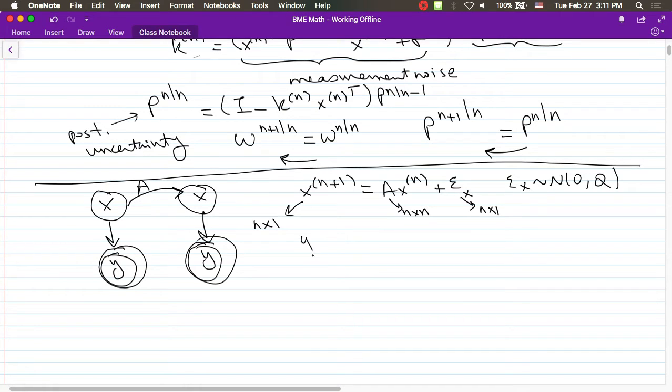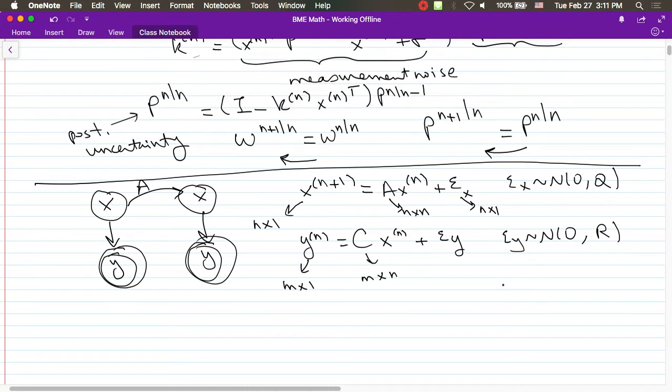I make an observation y. That's related to x by some matrix C. And there's some noise that influences my observation. So maybe my observation is an m by 1, and the C then is an m by n. And this noise, epsilon y, also is Gaussian with variance, sorry, variance R. So here's my dynamical system, represented by this graphical model.